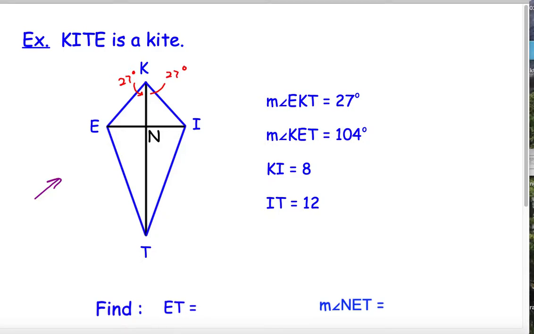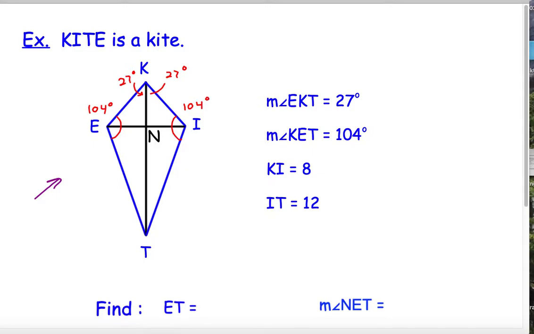All right, what else do they tell us? The measure of angle KET is 104. K to E to T, that's this entire angle here, is 104. I need to move the 104 so it's easier to read. So KET, this whole thing here, 104. And we know that angle is not bisected, so we can't just cut that in half for the two angles. We also know, therefore, this one across here is 104.